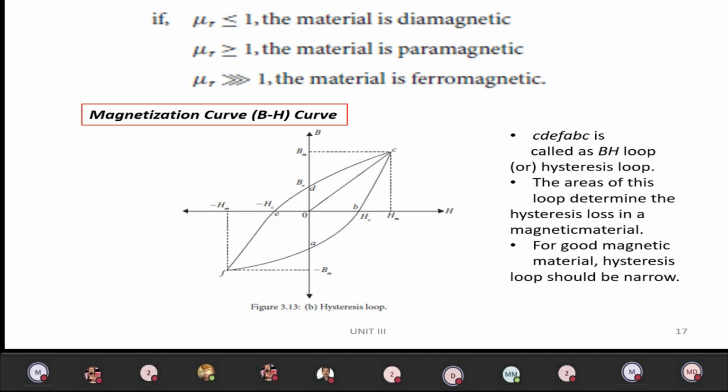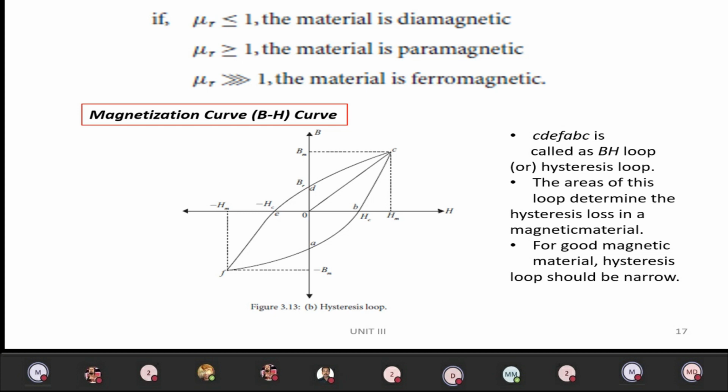And also you can see the BH curve, which explains clearly the hysteresis property. The BH curve we otherwise call the hysteresis curve. When you increase the field intensity, flux density also increases. That's what we are seeing from O to C, the flux density increases up to C.